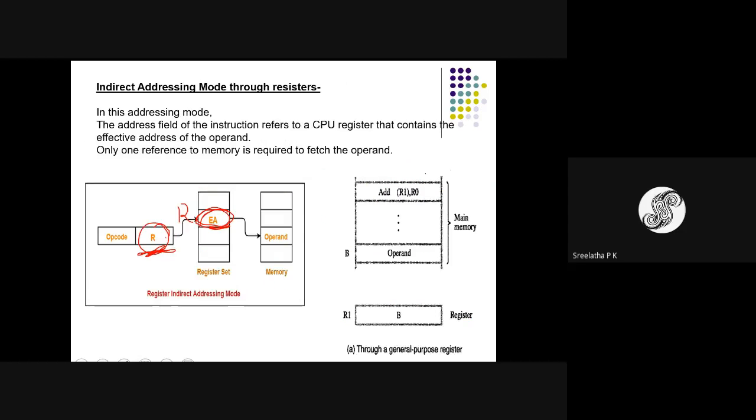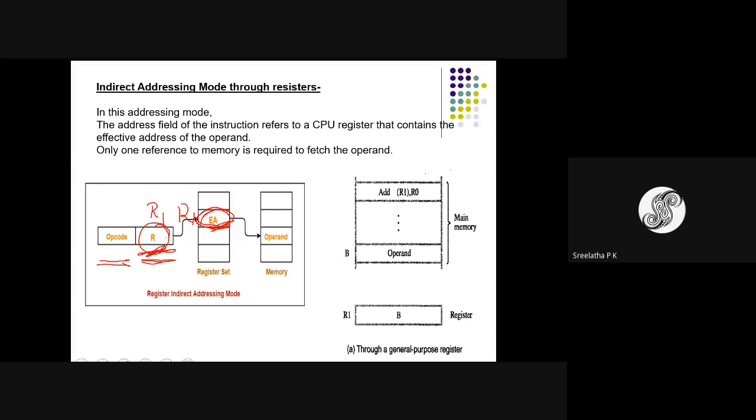Next, indirect addressing mode through registers. Same thing. The difference here is that in the instruction a register value is given, not a memory location. It is the register value. Suppose the R1 register. The R1 register contains the effective address, or the actual address, where the operand is present.